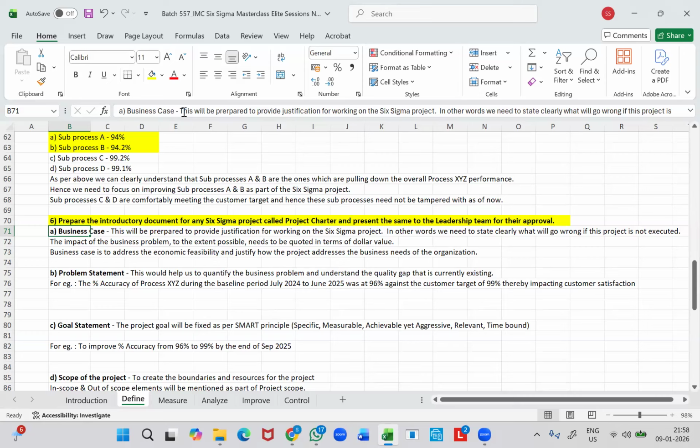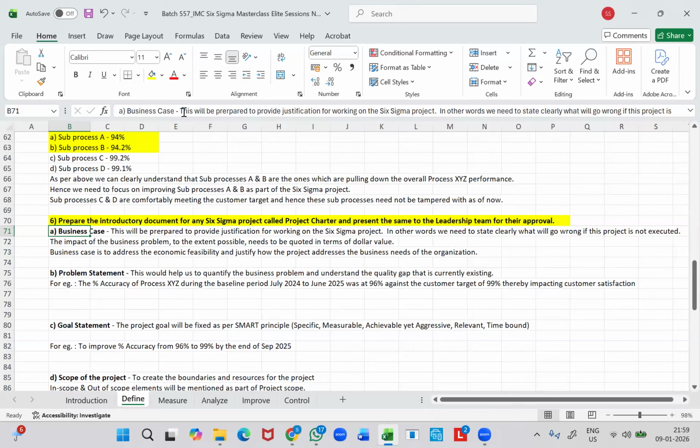In the first paragraph, you will talk about the process. What is this process all about? How many employees are working in this process? What is the average volume inflow? All those details will be given in the first paragraph. In the second paragraph, you will talk about the business problem at a high level, and then you will provide the justification as to why you would want to address this business problem on priority, right?